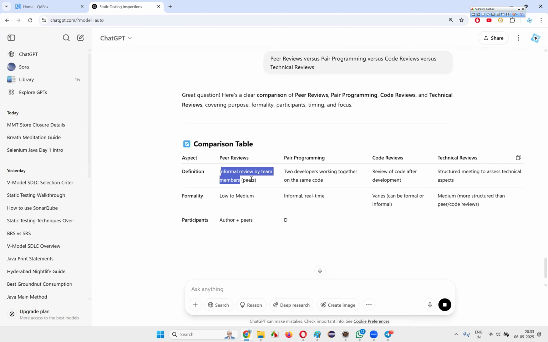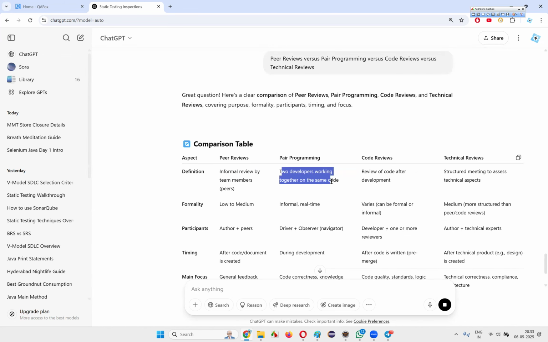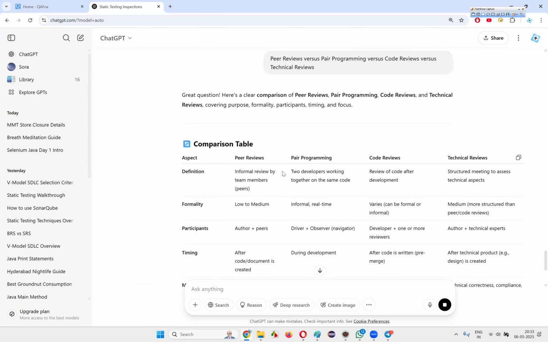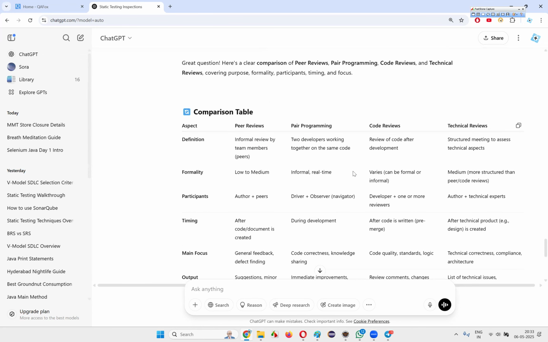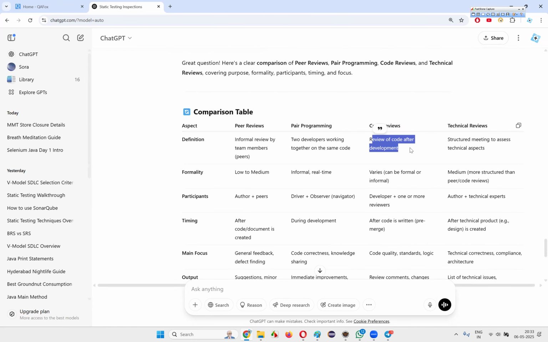Peer reviews means informal reviews by team members. That is peer reviews. You don't have to worry about all the stuff; we'll see if it is required. Two developers working together on the same code side by side, one is writing, another one is reviewing, in real time, is pair programming. The next one, code reviews: a general one, review of code after development. Code reviews can be done in a peer review way or pair programming way.